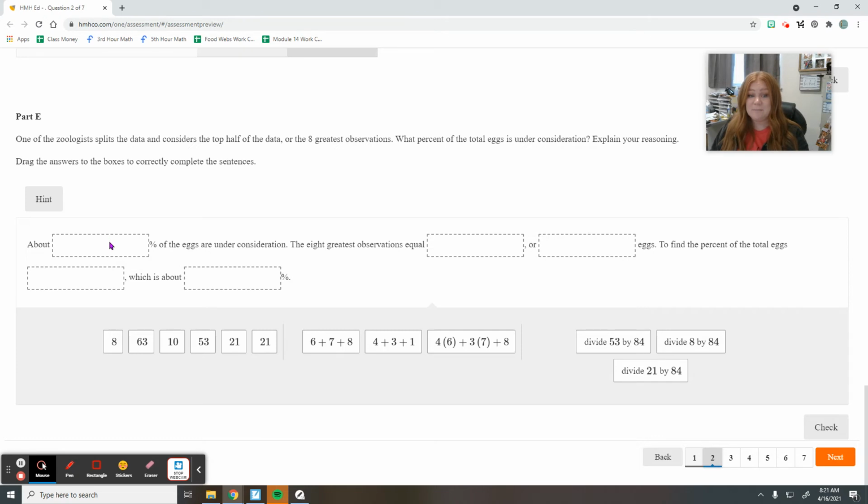What was the percent? The 8 greatest observations, how did we find that? Well, we did this here, or the total of what? So when you did this problem, what did the top 8 observations equal in eggs? Then to find that percent of the total eggs, what were we really doing? Which is about what percent again? Okay, so go ahead. So if you're doing it in Ed, you do need to know the percent, and then you explain your work by dragging those up there.